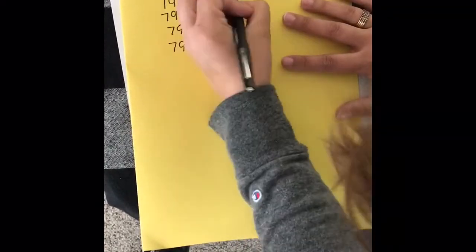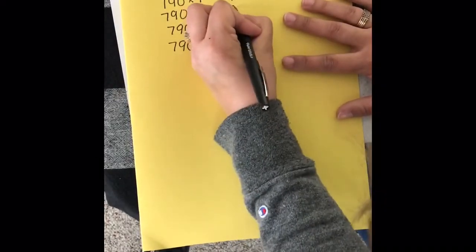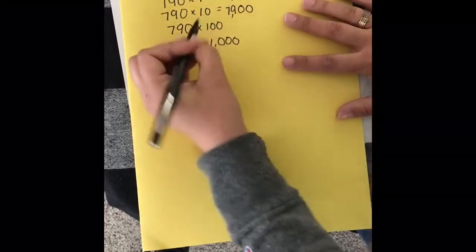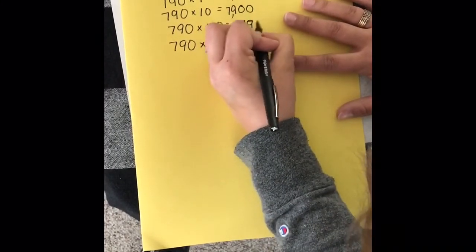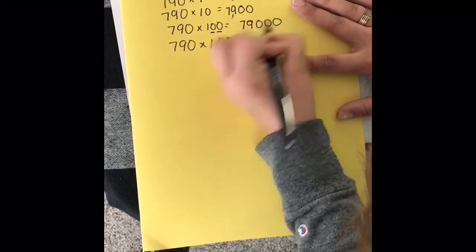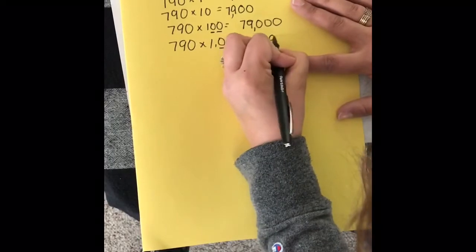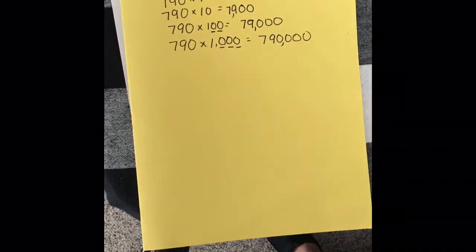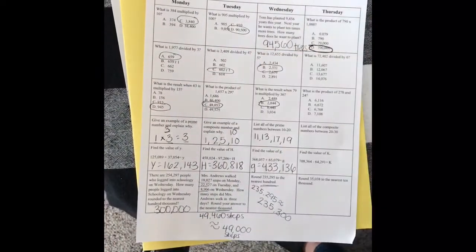So we know 790 times 1 is the same. 790 times 10 would be just one more zero at the end. Times 100 would be two more zeros at the end. And then times 1,000 would be 3. So 790,000 is our correct answer, and that is D.